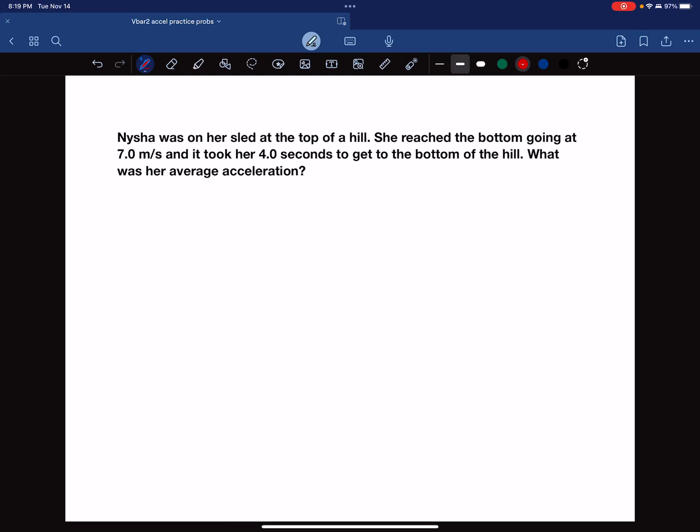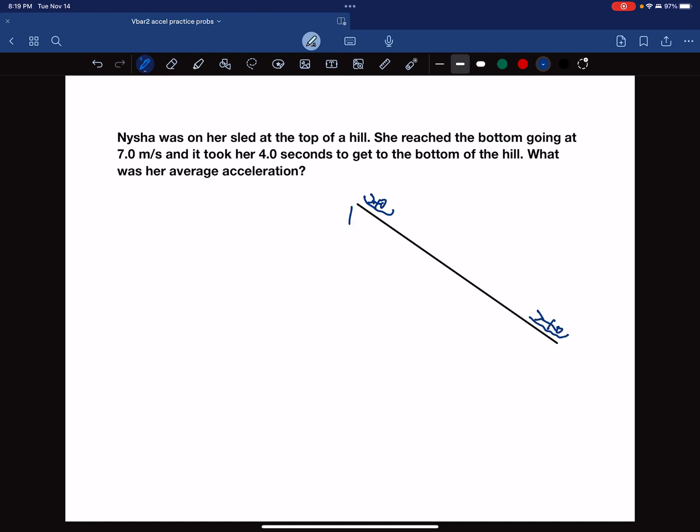In this scenario, we have Nisha on her sled at the top of a hill. So we draw the hill like this. And here's our friend Nisha on the top of the hill on her sled, like so. And she reaches the bottom of the hill, so we know she makes it to the bottom.